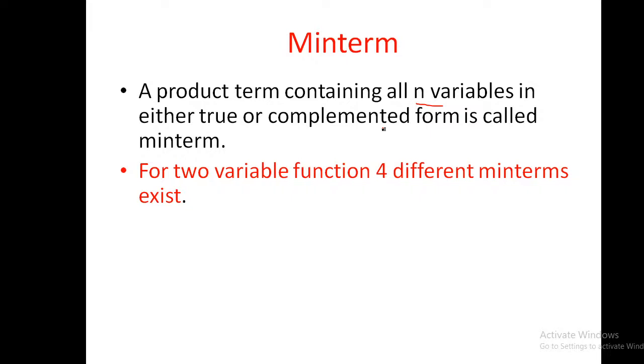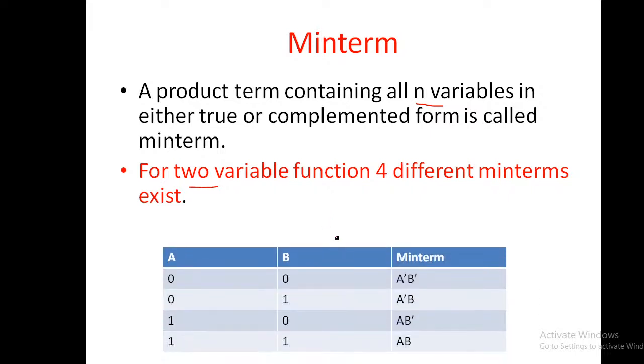Now in case of a function which consists of two variables, two variables means 2 to the power 2, that is 4 inputs. You can see this one. If the input is 0 0, the minterm will be A bar B bar. Why? It is a minterm, the product of the variables and their literals. A is 0, that's why you write A bar. B is 0, that's why you write B bar. Whereas in case of 0 1, 1 0, or 1 1, you will get the minterms right here. This is in case of 2 variables.